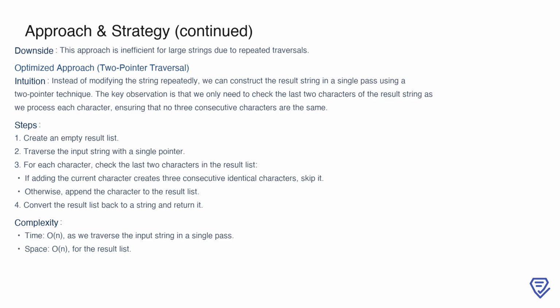The steps involve creating an empty result list, traversing the input string character by character, and appending each character to the result list if it doesn't form 3 consecutive identical characters. Otherwise, the character is skipped. Finally, the result list is converted back to a string and returned. This approach is highly efficient, with a time complexity of O(n) due to the single traversal of the input string, and a space complexity of O(n) for storing the result list.